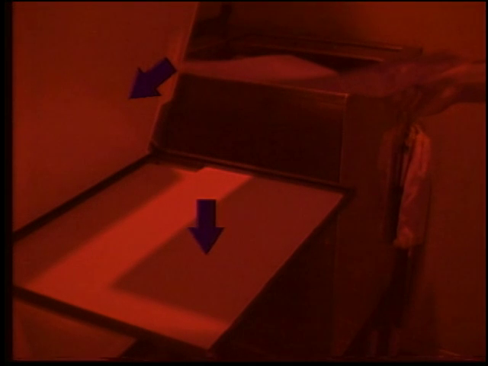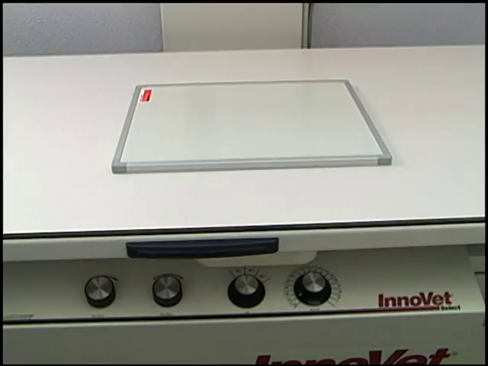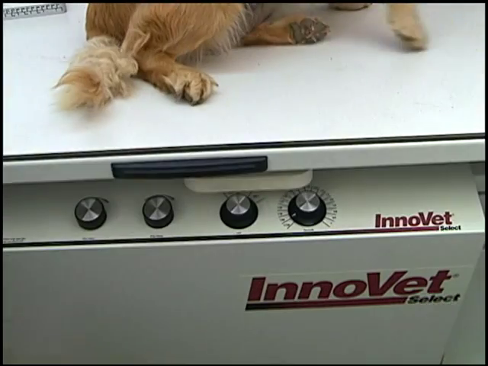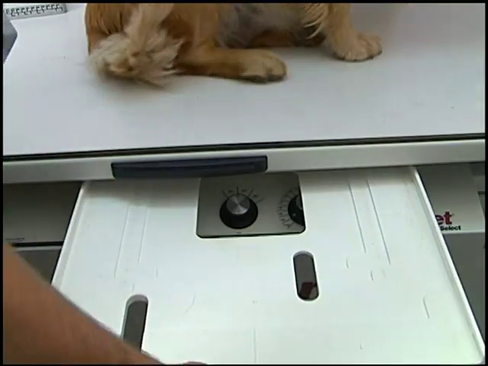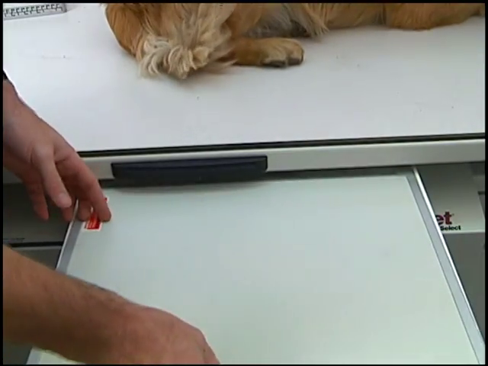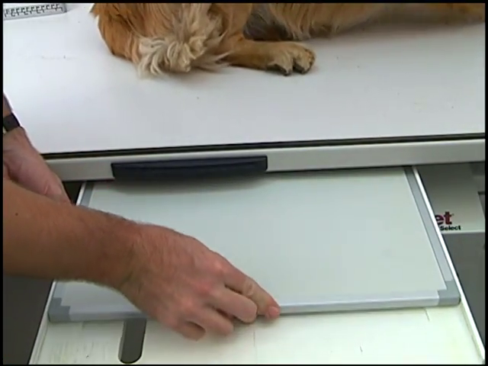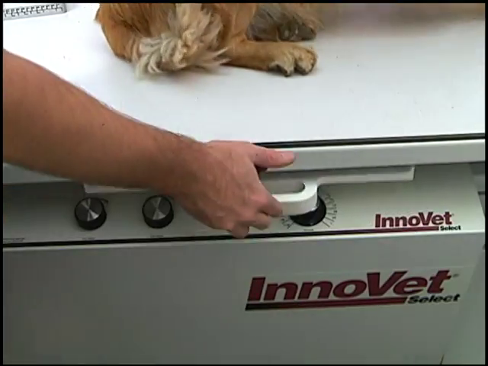This reduces the scatter and makes it safer for everyone involved. The cassette is placed on the tabletop when radiographing small structures, or in a bucky tray or cabinet grid beneath the table when shooting larger objects. The bucky tray holds a grid in the table that traps the scatter radiation.